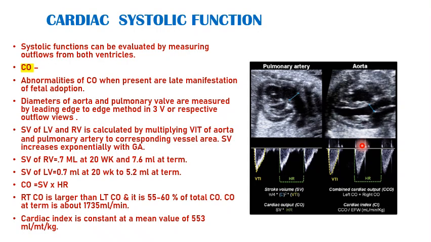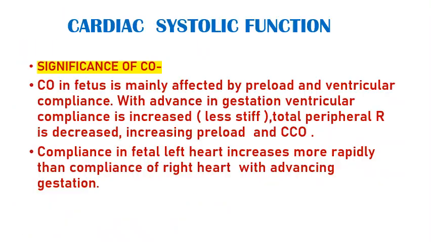Cardiac index, which is cardiac output divided by estimated fetal weight, is constant at a mean value of about 553 ml per minute per kg. Cardiac output is mainly affected by preload and ventricular compliance. With advance in gestation, ventricular compliance is increased and total peripheral resistance is decreased, thus increasing the preload and combined cardiac output. Compliance in the fetal left heart increases more rapidly than that of the right heart with advance in gestation.